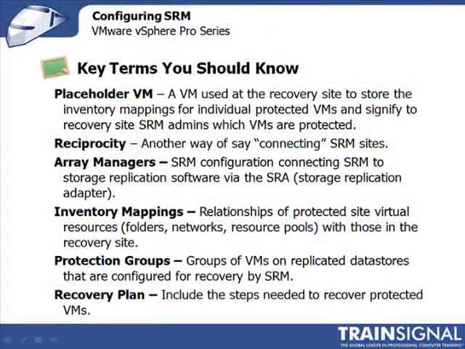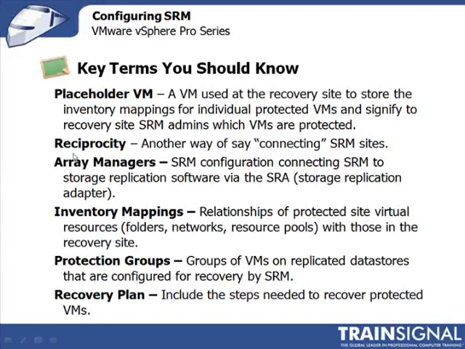Well, that about does it for this lesson on configuring SRM. But before you go, I'd like to review some of the key terms that were introduced in this lesson because you'll continue to hear them throughout this video. The first is that of a placeholder VM. Now, this is a virtual machine that's used at the recovery site to store the inventory mappings for individual protected VMs. And this is useful for signifying to SRM admins exactly which virtual machines are protected. This isn't a full copy of the virtual machine. Actually, it's only the configuration, so it's very small and requires only a small data store to live on.